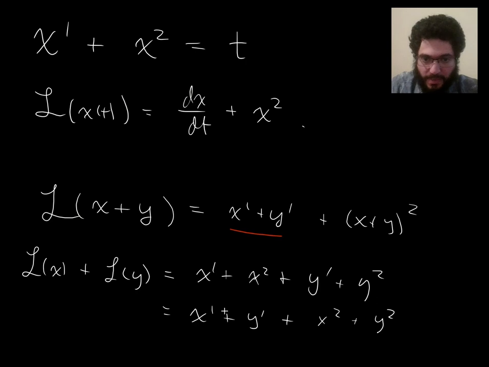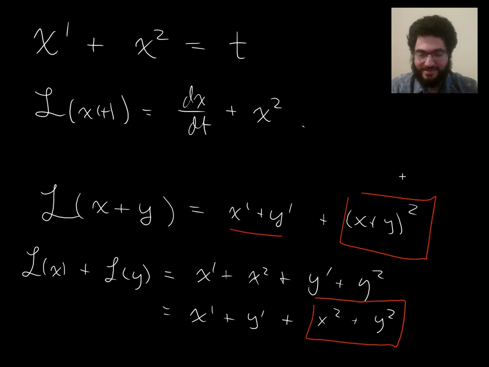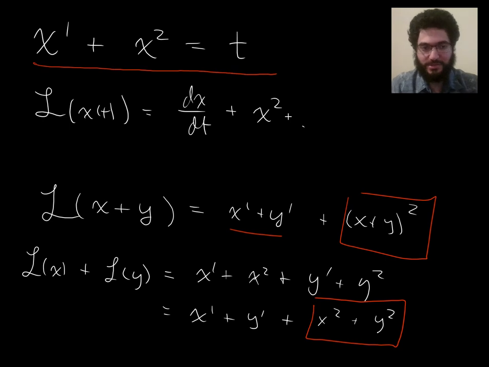Well, this part matches up, but is this the same as this? Definitely not, right? And you can see exactly by how much it's off. This will have some cross terms when you square this out. So this is not a linear differential equation, and that's the reason why. So all that linear algebra theory would not apply to this situation.